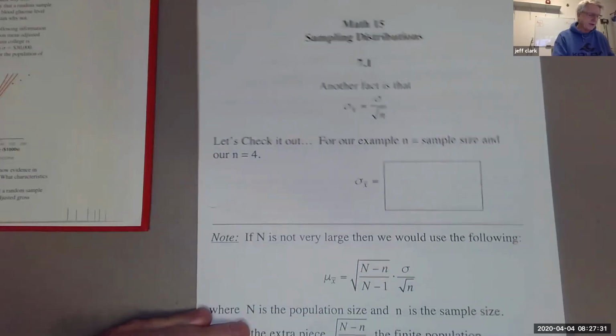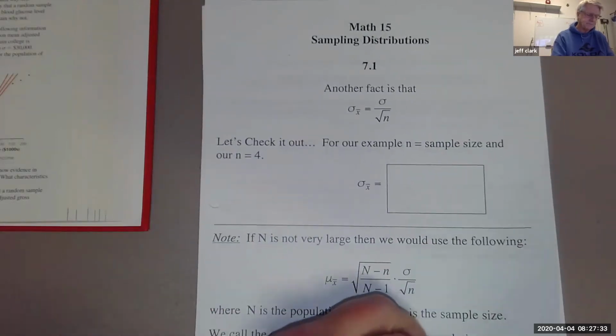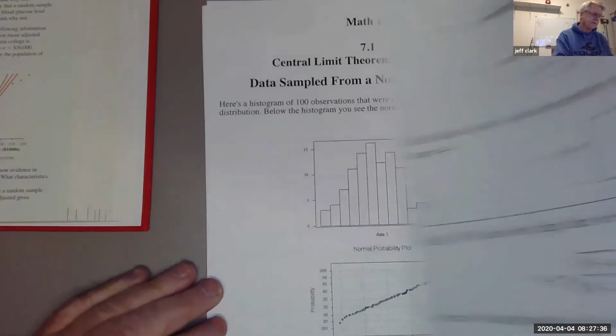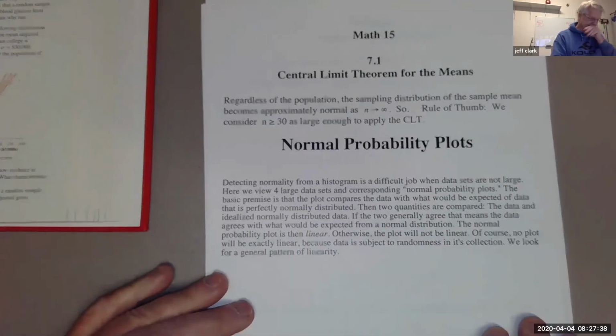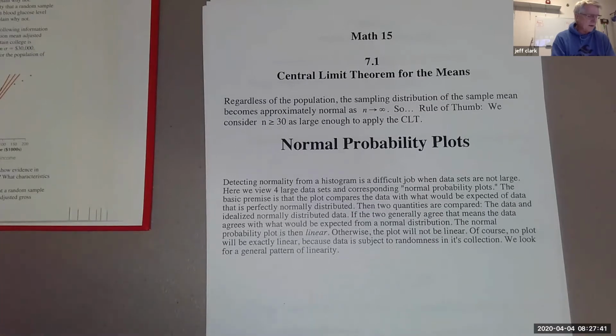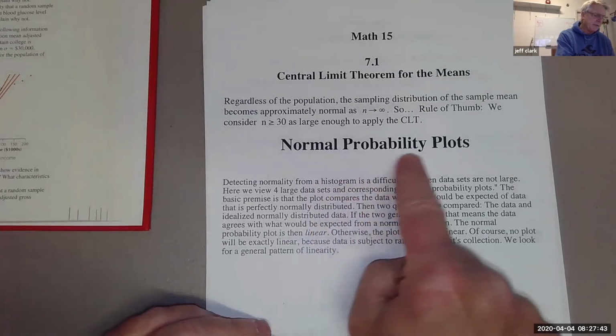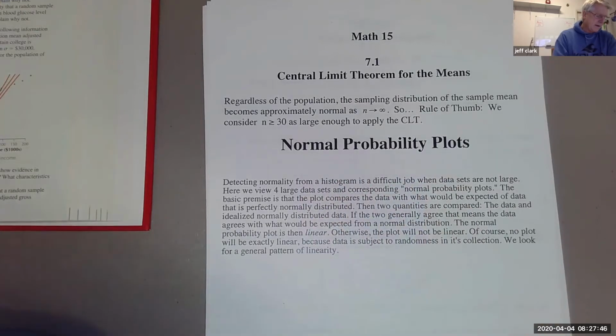So if you've got your packet, turn to this page right here, where it talks about normal probability plots. While you're in your packet, thumbing through, why don't you go towards the back of your packet as well, and pull out the page where there's a bunch of calculator instructions. And the one page you'll want to get out so you can follow along would be this one here.